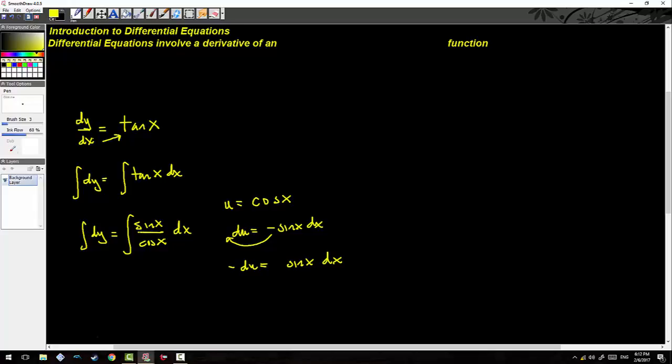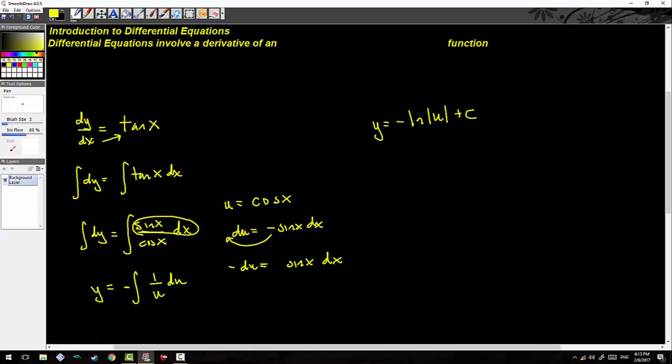Now from here, that's what this guy can become. So what I've got is the integral of 1 over u du with a negative on the outside. And that's y equals, right? Because I've already integrated the y side. So what do I get? Well, what we get is y equaling negative ln of u plus c.